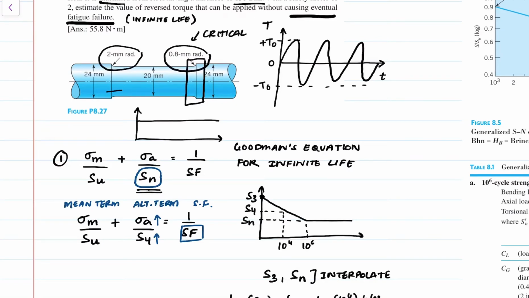Now, let's say this were in bending, and you would have a different moment at that 2 millimeter radius and a different bending moment at the 0.8 millimeter radius. Then you'll have to compare the magnitudes of the bending moments and figure out whether the 2 millimeter radius coupled with its moment at that point, or the 0.8 millimeter radius coupled with its moment at that point, is more critical. So with moment diagrams that are not symmetric, it's not that easy to figure out what the critical value is.